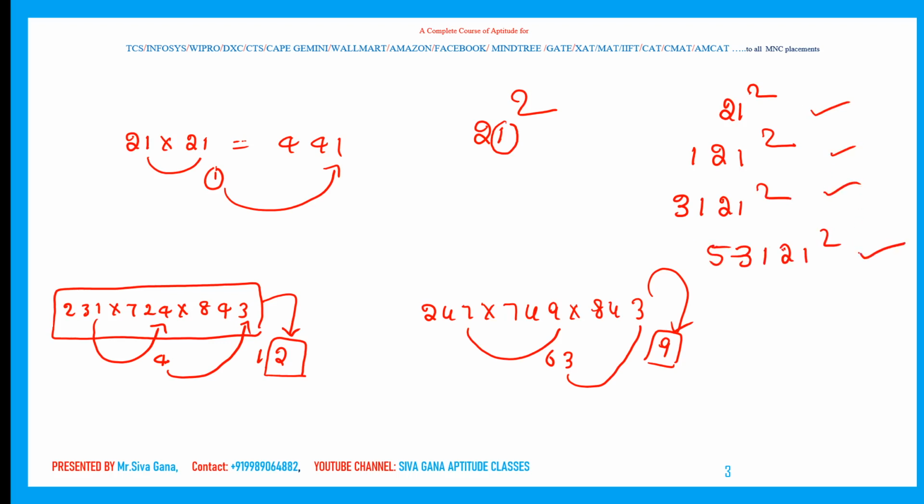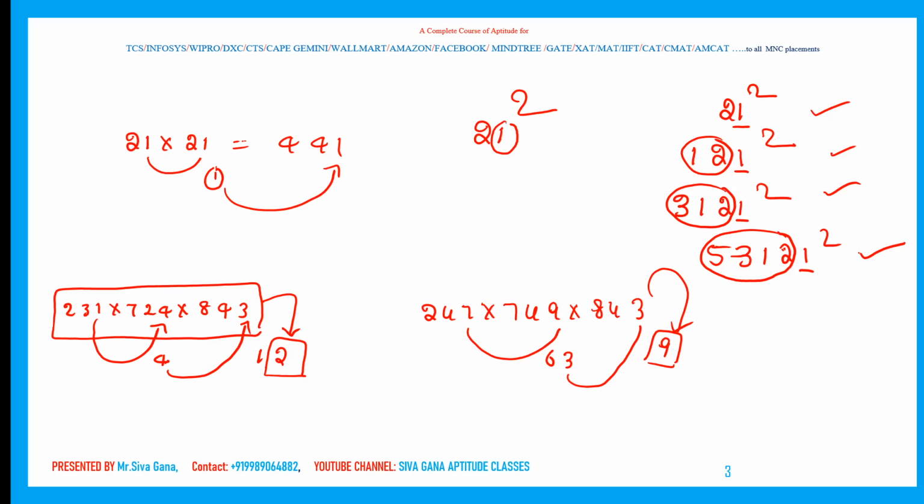So the complete conclusion is, for calculating unit digit, it is enough to consider only the unit digit in the base of the given number. I am talking about the base of the given number. No need to consider these digits. This is the first point. So just consider only the base in the given number.